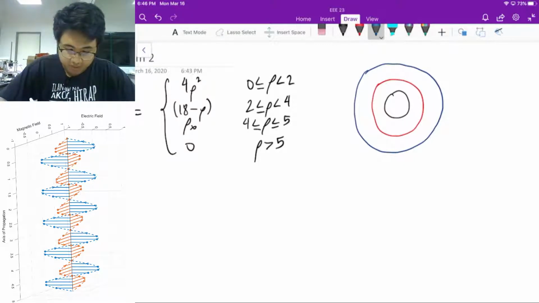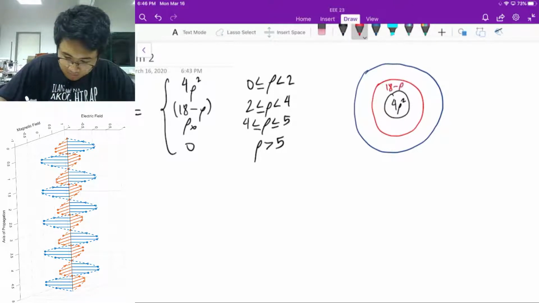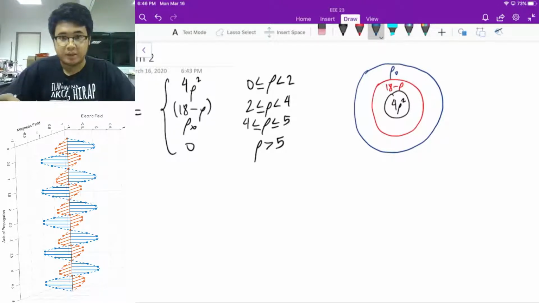So within the first layer, you have 4 ρ squared. The second layer, you have 18 minus ρ. And the third layer, we have some constant ρ naught. Okay, so that's the volume charge density at each of these layers.